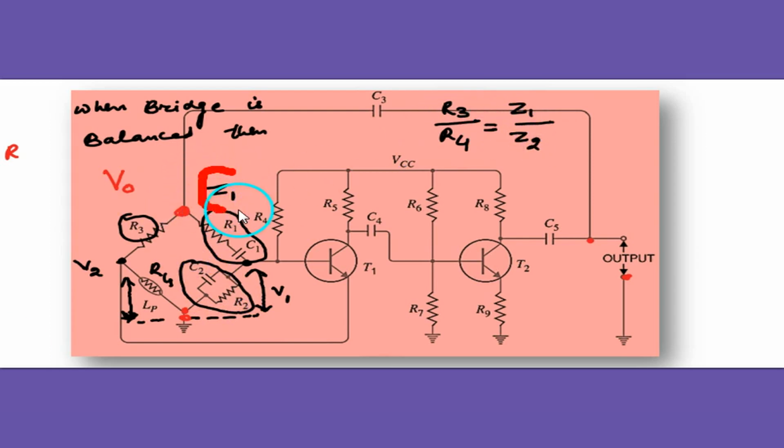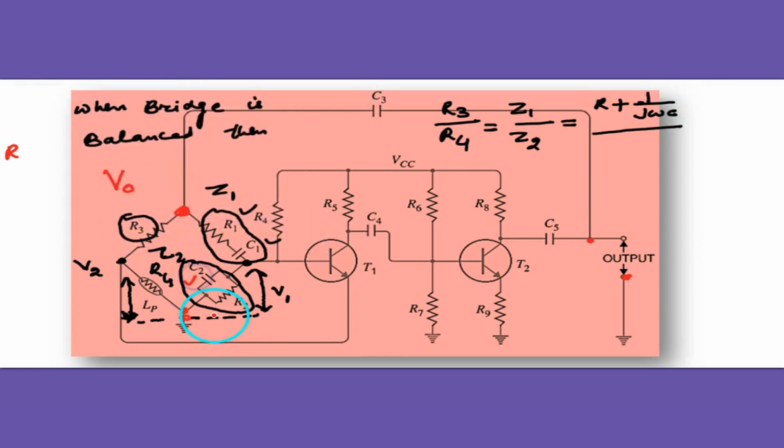For Z1, R1 and C1 are in series. Like in series, the impedances are added up. So Z1 is R1 plus. Here, R2 and C2 are in parallel. R2 and 1 over j omega C2 are in parallel. Okay. So first of all, Z1 is written as R1 plus 1 upon j omega C1.